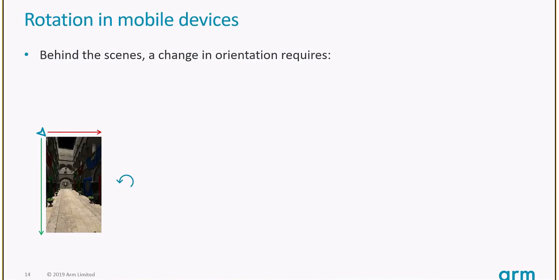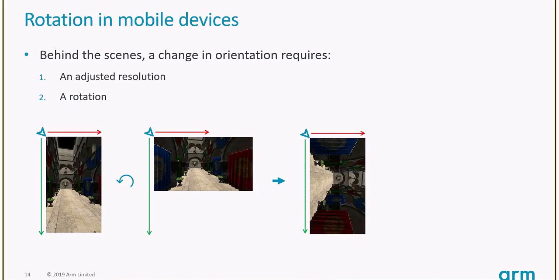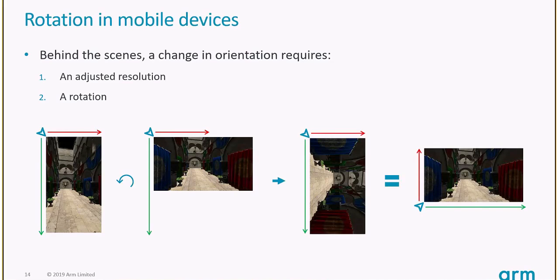So let's see the steps that are necessary to make sure that this rotation works properly. This is our scene in portrait mode. Now, we adjust the resolution to match landscape, but now the resolution doesn't match our display anymore. So we can adapt that by rotating the image so that now the axis that the display expects match the actual axis of our scene. And finally, what you get is that if we conceptually now rotate the phone, we see that the scene is rendered the way we expected.